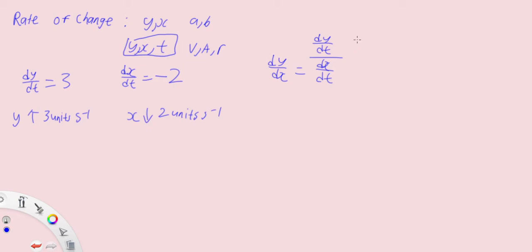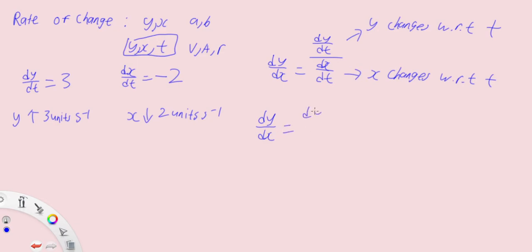If y changes with respect to t, and if x also changes with respect to the common variable t, then however y changes with respect to t over however x changes with respect to t would give me how y changes with the corresponding x, correct? Because they both share the same type of comparison, which is the time. And as such, dy dt over dx dt will give us dy dx. Therefore, we can kind of treat this like a fraction, right? dy dt divided by dx dt, okay?